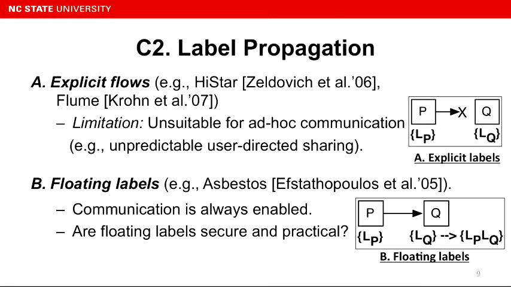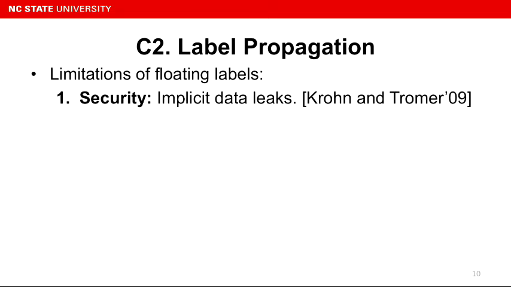Now, while this is exactly what we want on Android because we want seamless communication, and while this propagation of restriction looks secure, floating labels as they are far from being secure or practical. So I'm now going to discuss an attack on floating labels that has been discussed in literature for a while. So say you have two processes, P and Q, and P has read the secret data bits 0, 1. Now P has also acquired the label L1 that is associated with the secret data.